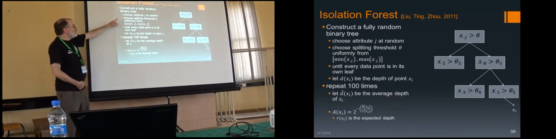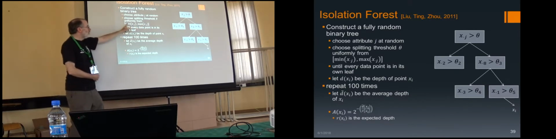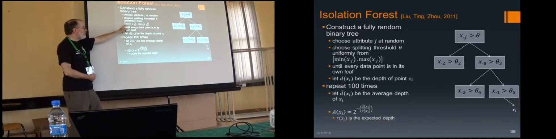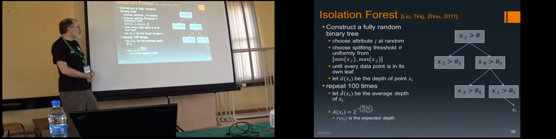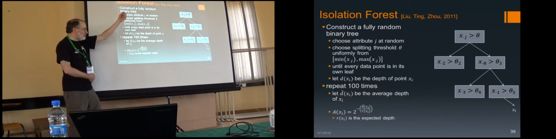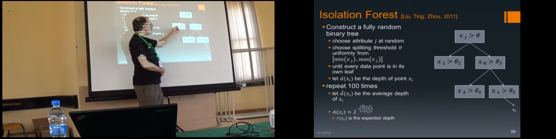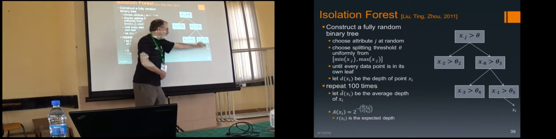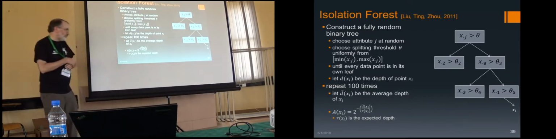So we choose an attribute, we choose its threshold, and we choose the threshold randomly from the observed range of the jth value, between its minimum value and its maximum value. And so every data point is in its own leaf. And then let d of xi be the depth at which a point finally was isolated. So maybe a point got isolated right here, but maybe it didn't get isolated until it was way down here. So depth 1 versus depth 4, depth 8, depth 20.